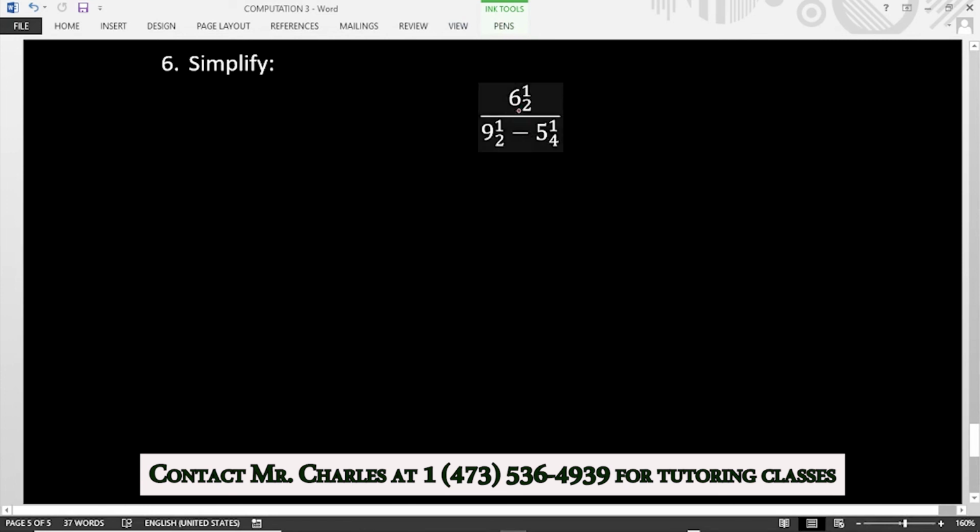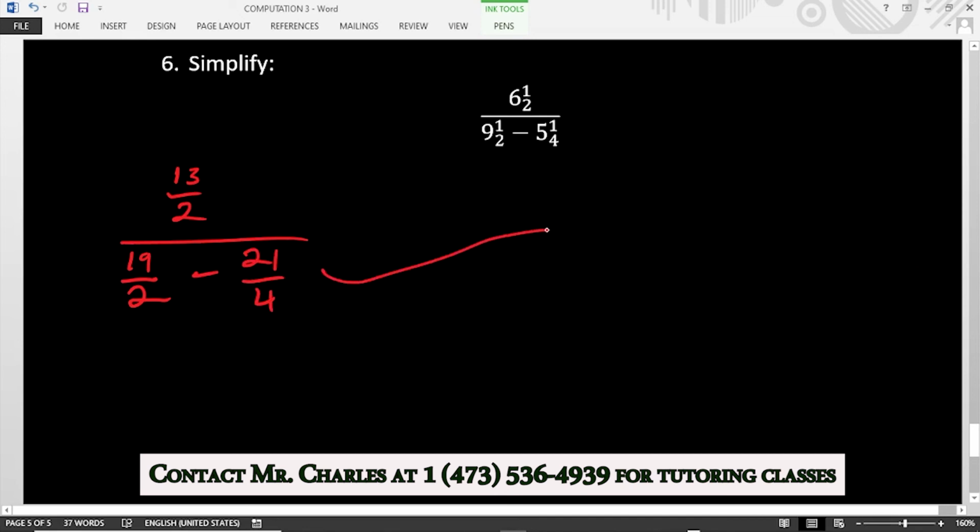Question number 6, we have 6.5. 6.5 is the same as 2 6s are 12 and 1 is 13, that's 13 over 2, right, over 9.5, so 2 9s are 18 and 1 is 19, that's 19 over 2, and subtract 5.25, so 4 5s are 20 and 1 is 21 over 4. Okay, so the next step is to simplify the denominator.